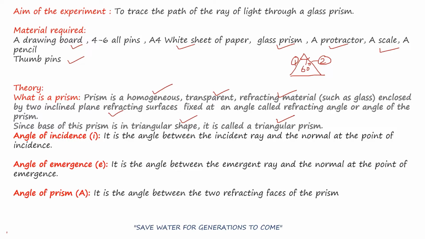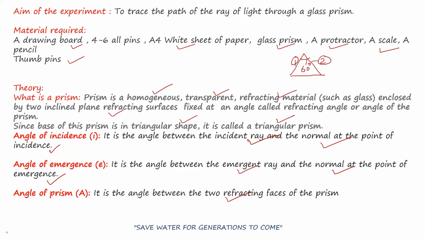Now after that, angle of incidence. We have studied angle of incidence in theory while doing the experiment of a ray of light passing through a glass slab. It is the angle between the incident ray and the normal at the point of incidence. This is very, very important, at the point of incidence. Similarly, angle of emergence is the angle between the emergent ray and the normal at the point of emergence. You will see here how it is done. Angle of prism is the angle between the two refracting faces of the prism. So this is the angle of prism.